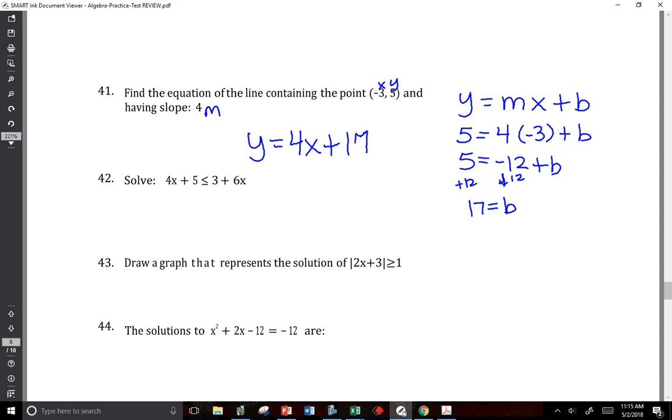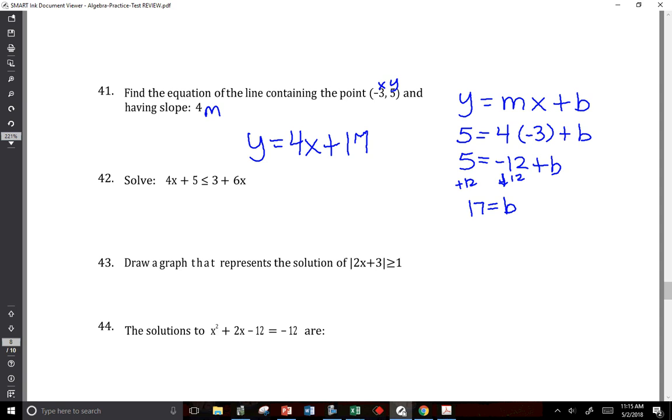Okay, we have to solve it, and then the answer choices are going to be number lines. So 2x plus 3 is greater than or equal to 1. We're going to solve that. So subtract 3 from both sides. So 2x is greater than or equal to -2. Divide both sides by 2. So x is greater than or equal to -1.